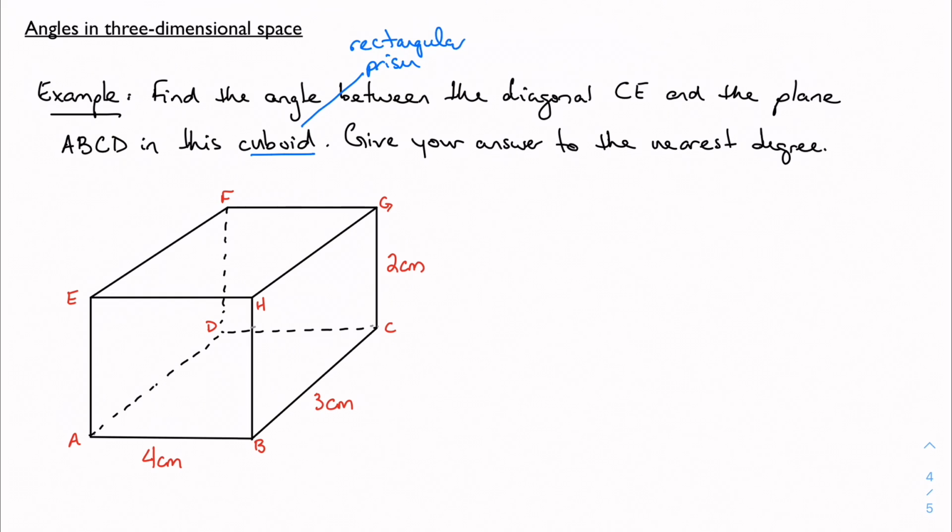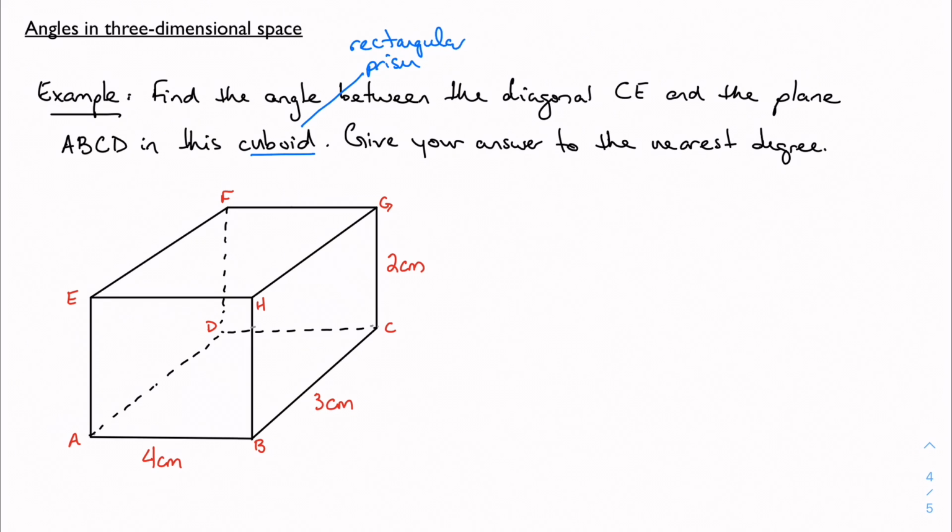I personally am not a spatial person. I like to mark this up as much as I can, draw cross sections, draw isolating information. So I'm going to walk through my thought process here, but IB loves to do stuff like this. So much that this is an applications topic too. So find the angle between the diagonal CE and the plane ABCD. Give your answer to the nearest degree.